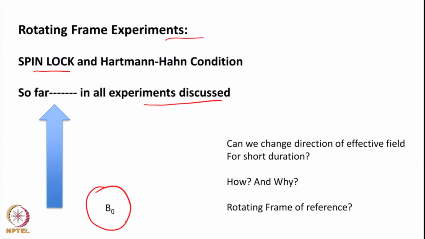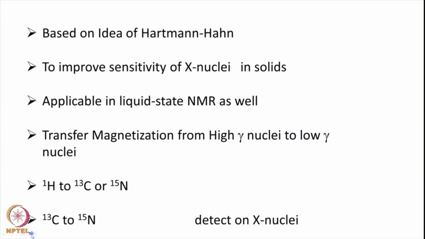So, what is the benefit of changing the direction of the effective field? How can we change it and why can we change it? You might have heard of the concept of rotating frame of reference, or we discussed it earlier. What we are trying to do is transform from the lab frame to the rotating frame by changing the direction of the effective field for a short duration. So, what do we achieve by doing this? This idea is based on something called Hartmann-Hahn. These are 2 scientists who conceptualized this and proposed the idea.